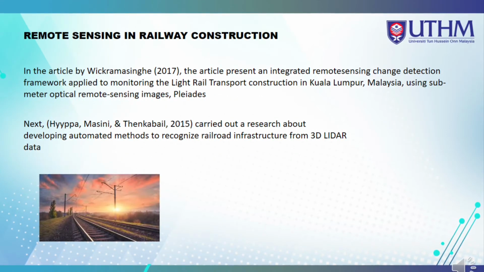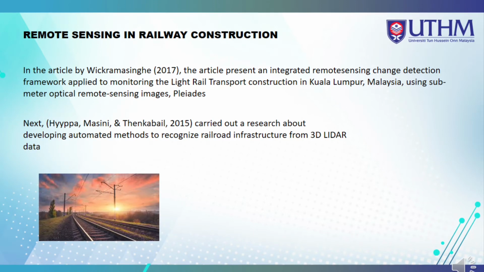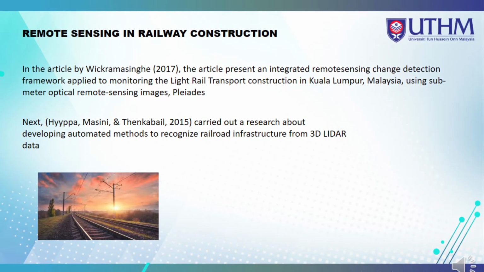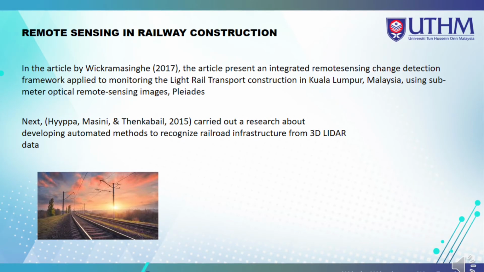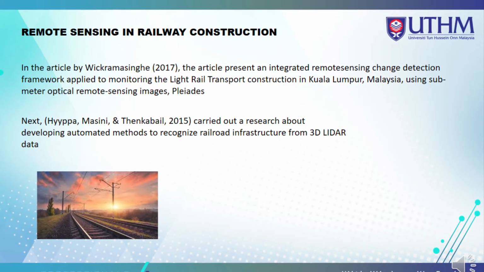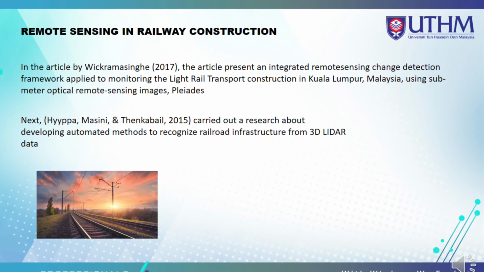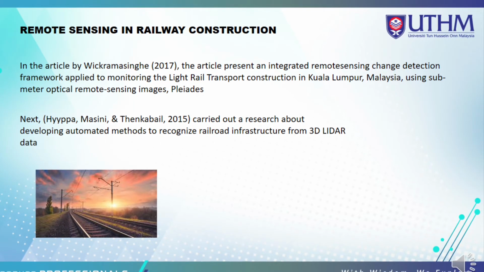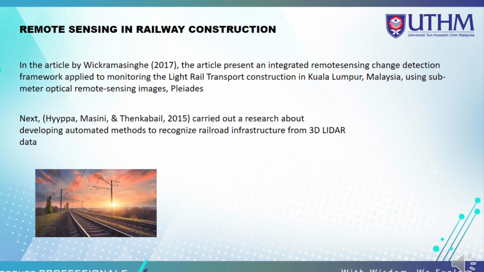Next, I will talk about remote sensing in railway construction. In the article by Vikram Sanghe in 2017, the article presents an integrated remote sensing change detection framework applied to monitor the light rail transport construction in Kuala Lumpur, Malaysia, using submeter optical remote sensing image plates.